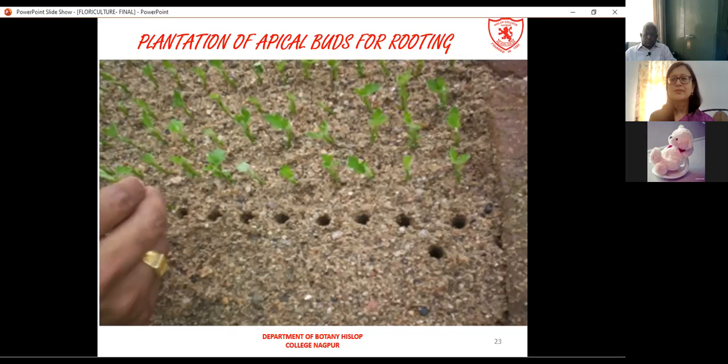And growth will happen. You can see we have maintained a distance between two plantlets. This is so that there is no competition amongst them for food and water. This is very, very important. And we will keep the plants in the bed for a fortnight, 15 days, with regular watering.